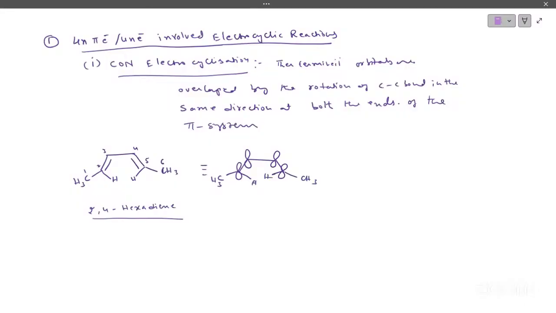Now, across the C-C bond axis, this is the C1 and C2, C3 and C4. Across the axis, at the first end, at the C1, it is undergoing clockwise rotation. At the C4, it is also rotating clockwise.